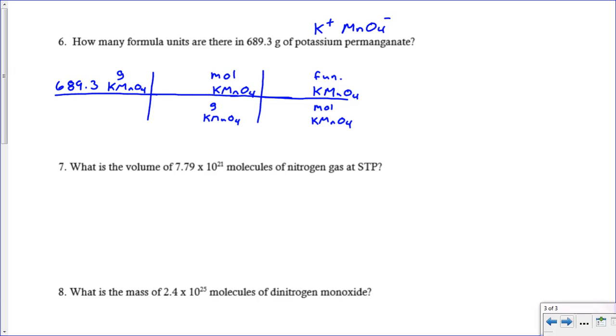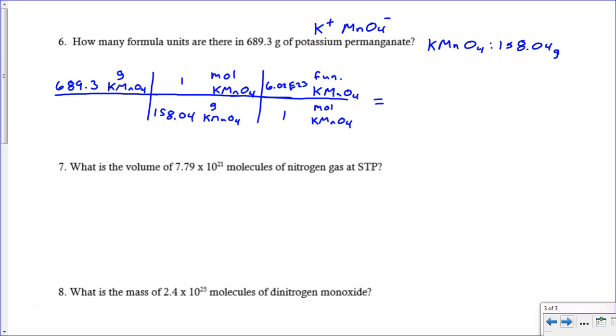Conversion factors, going from grams to moles. You need the molar mass from the periodic table, so you have to look that up. If you find it for KMnO4, you find them individually. It's got one potassium, one manganese, four oxygens. Add those all up. You should get 158.04 grams for your molar mass. So in one mole, there's 158.04 grams. And then for formula units to moles, we know that there's 6.02 times 10 to the 23rd formula units in one mole.